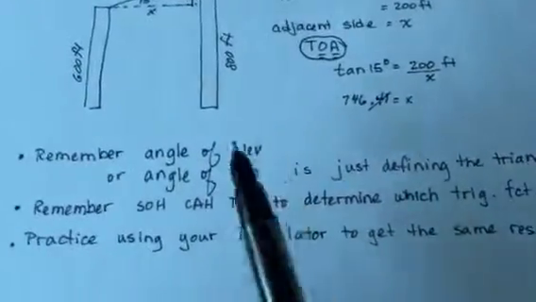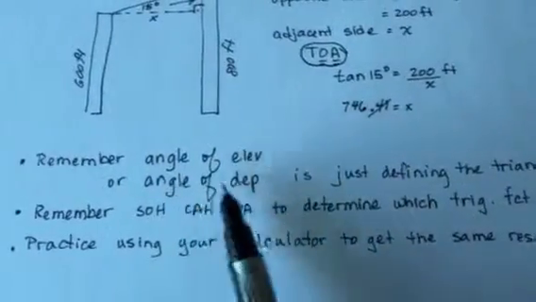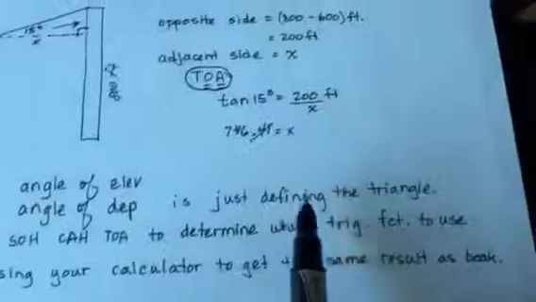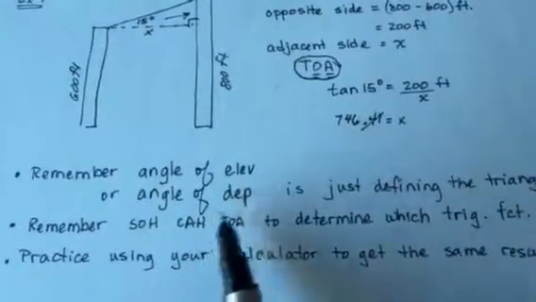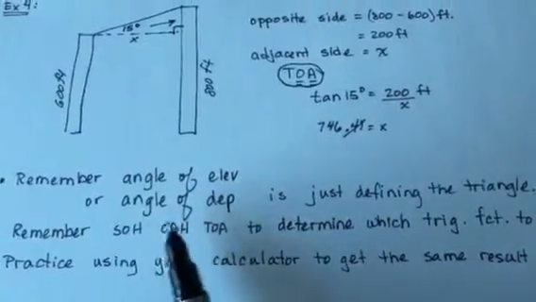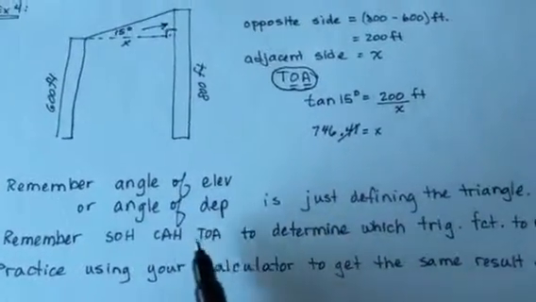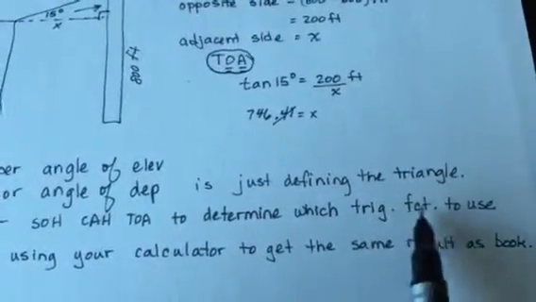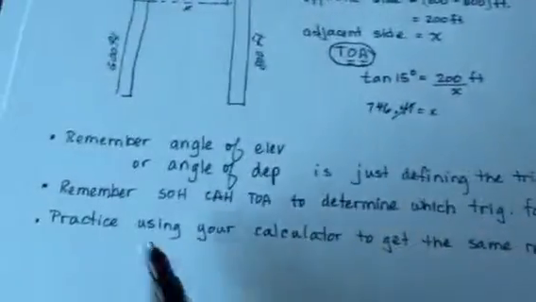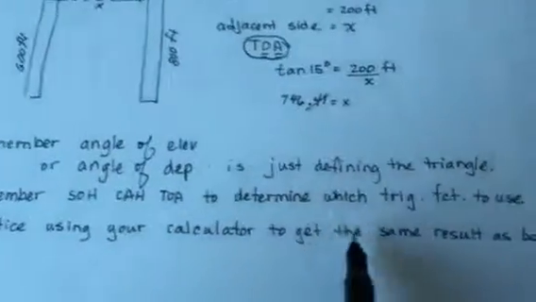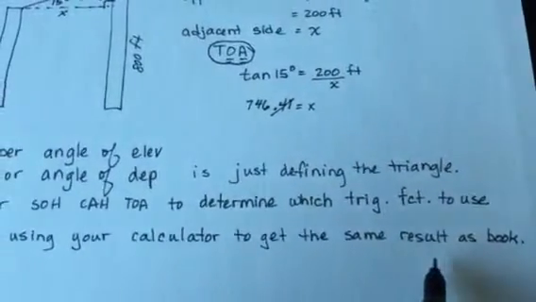So things to remember is angle of elevation or angle of depression is just defining the triangle for you. Remember SOHCAHTOA: sine, opposite over hypotenuse; cosine, adjacent over hypotenuse; tangent is opposite over adjacent, to determine which trigonometric function to use. And practice using your calculator to get the same result as the book.